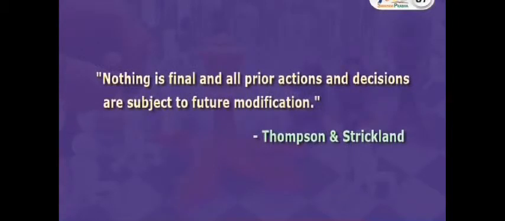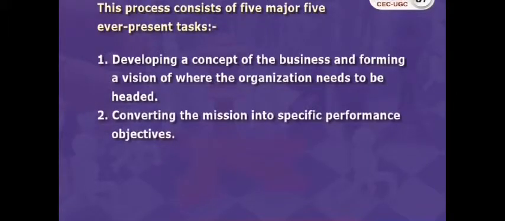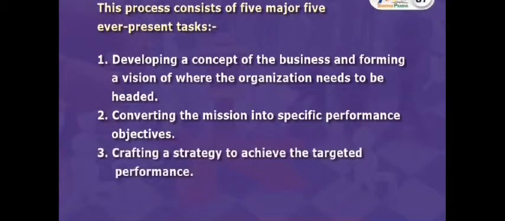The Thompson and Strickland model. According to Thompson and Strickland, strategic management is an ongoing process. Nothing is final, and all prior actions and decisions are subject to future modification. This process consists of 5 ever-present tasks. First, developing a concept of business and forming a vision of where the organization needs to be headed. Second, converting the mission into specific performance objectives. Third, crafting a strategy to achieve the targeted performance.